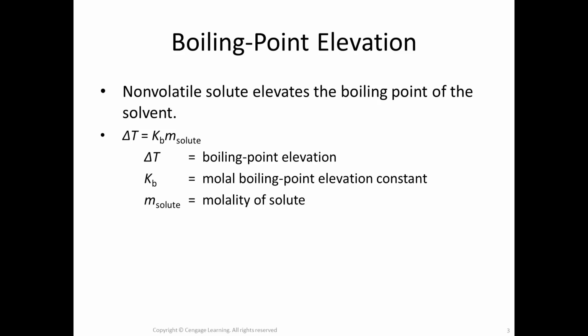So first, let's look at boiling point elevation. The normal boiling point is the temperature where the vapor pressure of our liquid is equal to atmospheric pressure, in most cases 1 atmosphere. Non-volatile solutes decrease vapor pressure, which means it requires more heat to reach the boiling point at 1 atmosphere. Therefore, our boiling point is elevated.